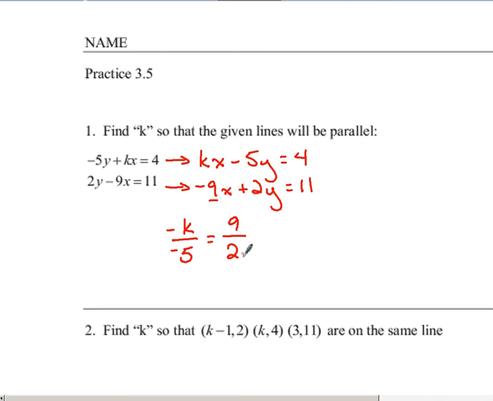I could set up a little proportion now, based on what I know about the slopes in that standard form. And from that proportion, I could cross multiply to solve for k. As I cross multiply, I'm going to have negative k times 2, or negative 2k, equal to negative 5 times 9, negative 45. Divide by negative 2, negative divided by negative is positive, we get 45 over 2. There's that missing value of k.